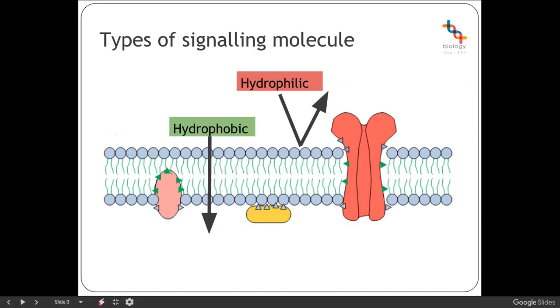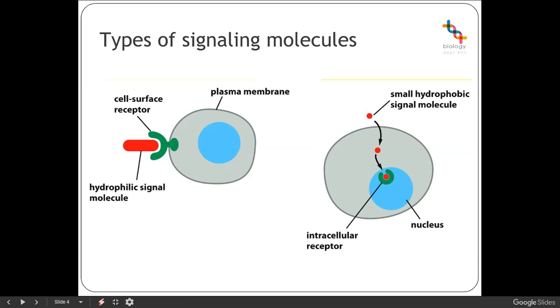There are two different types of signaling molecule. We have hydrophobic and hydrophilic. Hydrophobic molecules are lipid soluble, which means they're able to diffuse directly through the hydrophobic tails of the phospholipid bilayer. Other signaling molecules are hydrophilic, and so cannot pass through the bilayer in the same way. This means that they can affect their target cells in very different ways.